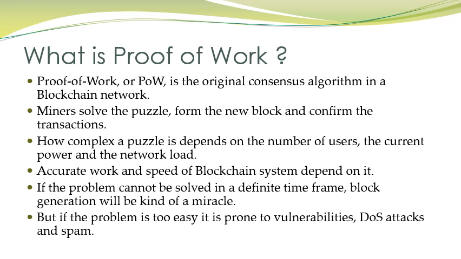So how complex a puzzle is depends on the number of users, the current power, and network load. So we know the concept that every node in the Bitcoin network has to take 10 minutes for solving the mathematical puzzle and for proposing a block in the network. So if the number of users is less, then the mathematical puzzle is more complex, and if the number of users is more, then the complexity of this puzzle may get reduced. So the accurate work and speed of the blockchain depends on this proof of work mechanism.